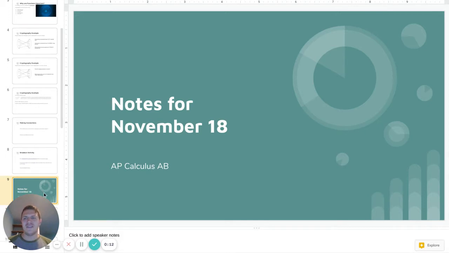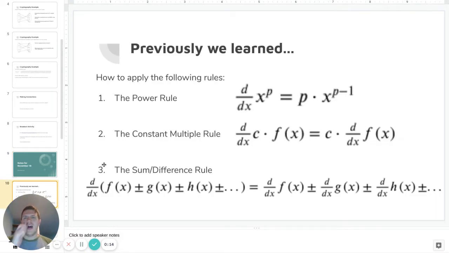So in the previous lesson, we saw how to apply the following rules to any function we have. We learned the power rule, where we take the derivative and move the power down to a coefficient and then take away one power. The constant multiple rule, where if we have a constant times a function, all we have to do is remove that constant out and then find the derivative of the function. And then the sum and difference rule, where if we're adding a bunch of functions together or subtracting a bunch of functions, all we have to do is find the individual derivative of each function.